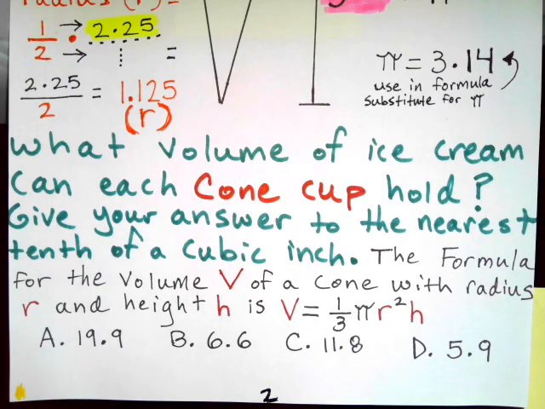What options do you have? These are all A, B, C, and D choices, rounded to the tenths place, and no units for cubic inches are showing. I will get into that in a later video.